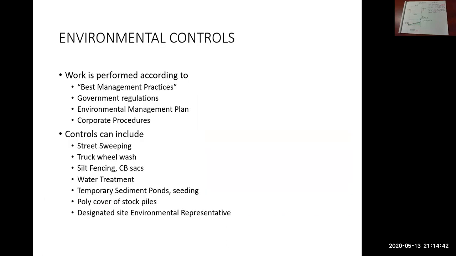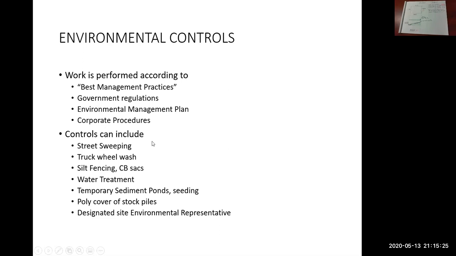The next major heading, environmental controls. Work is performed according to a whole bunch of different regulations. There's best management practices, there's governing bodies or governing regulations, there's the environmental management plan that is produced for the specific job, as well as your own company corporate procedures. I'm not going to go into detail on all this. This could be its own course in itself. But environmental controls are significant and can be costly.